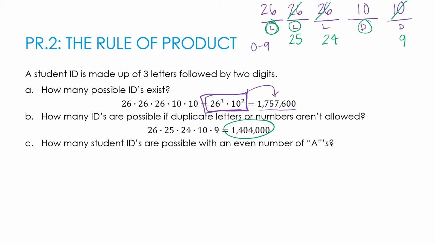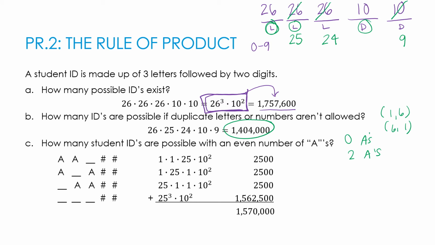Last one, this one's a little bit tougher. How many student IDs are possible with an even number of A's? So first we need to think about the fact that we have 3 letters. So it's possible to have 0 A's, and it's possible to have 2 A's. But just like we talked about before, where 1-6 and 6-1 should both be options, I have different possibilities for where those A's will go. So let's take a look at how I broke this down. And quite often you'll see your work like this.